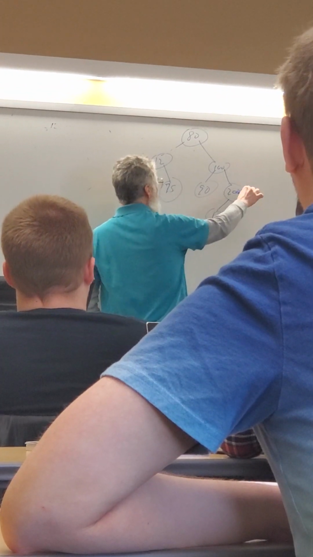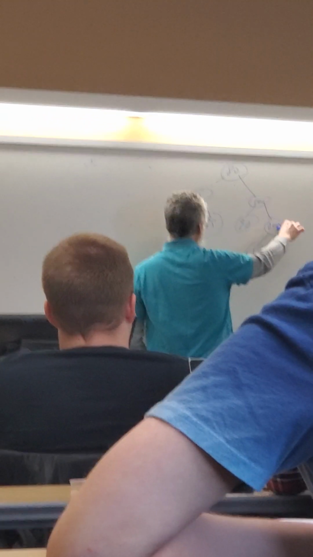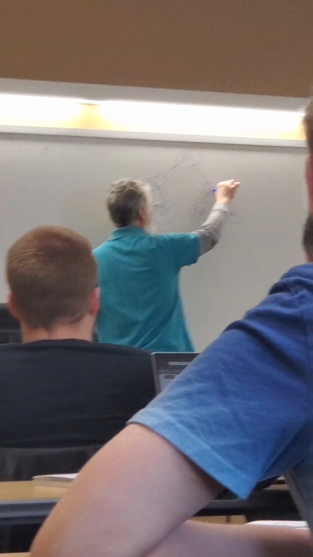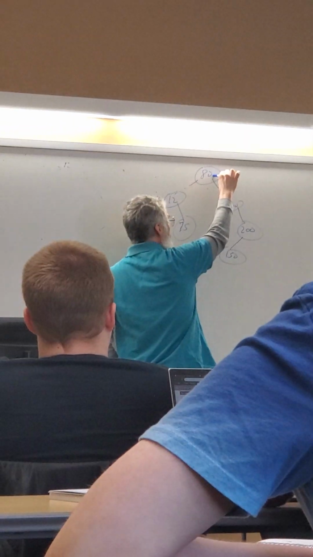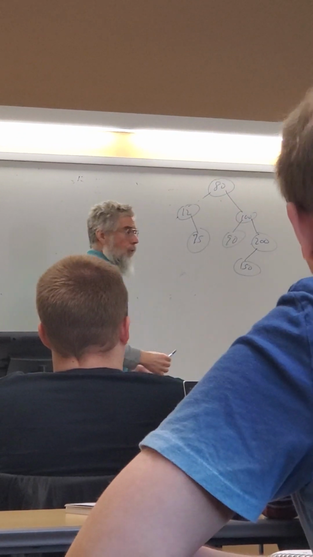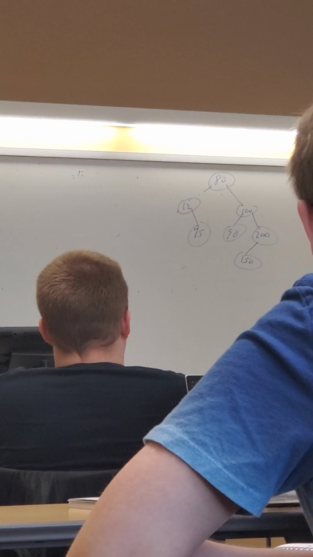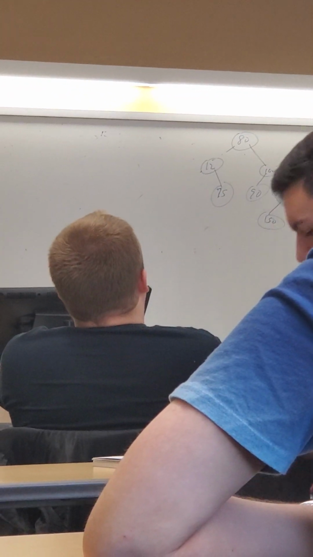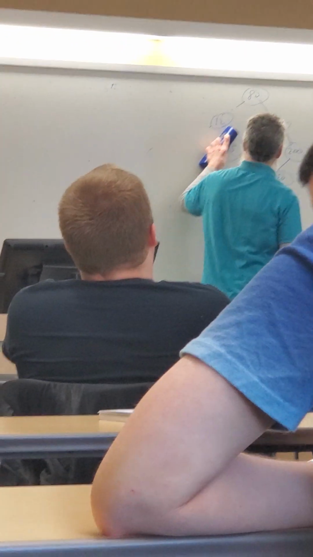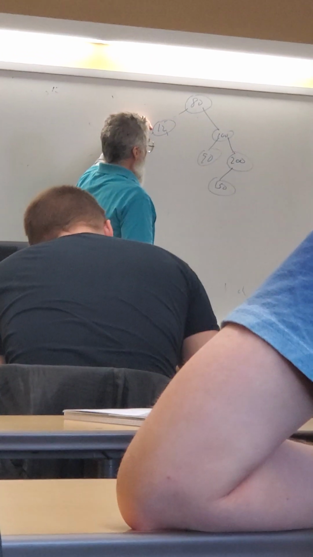This is in balance. This is in balance. The left is just one taller than the right. This is in balance. The right is just one taller than the left. And this is in balance. The right is just one taller than the left. Okay? And then we remove 75. That's the leaf case, easy. We're in balance here.